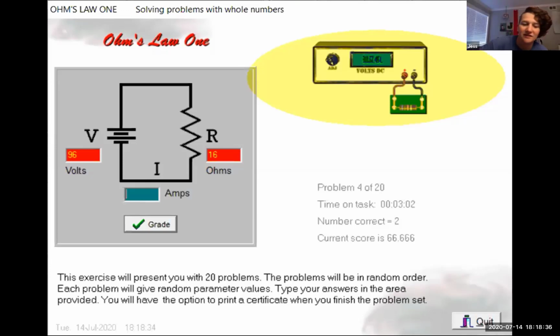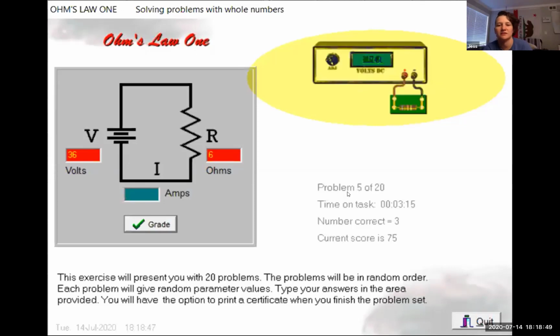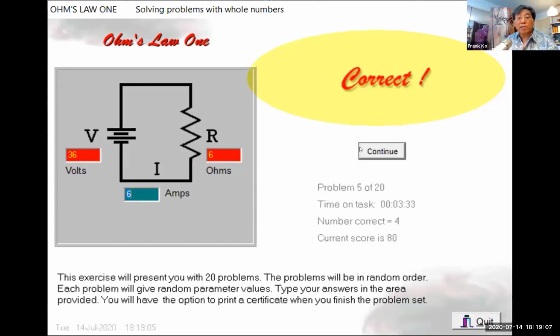6 amps. So what do you have there, Jess? 6 amps. Cool. All right, let's type in 6 and see what happens. And voila, it shows correct. Next one shows 36 volts at 6 ohms. I'm looking for current. The question goes to Ryan. 36 volts at 6 ohms, how many amps? I got 6 amps. I'm going to type in 6 and see what happens. Oh, we're correct. Good job.